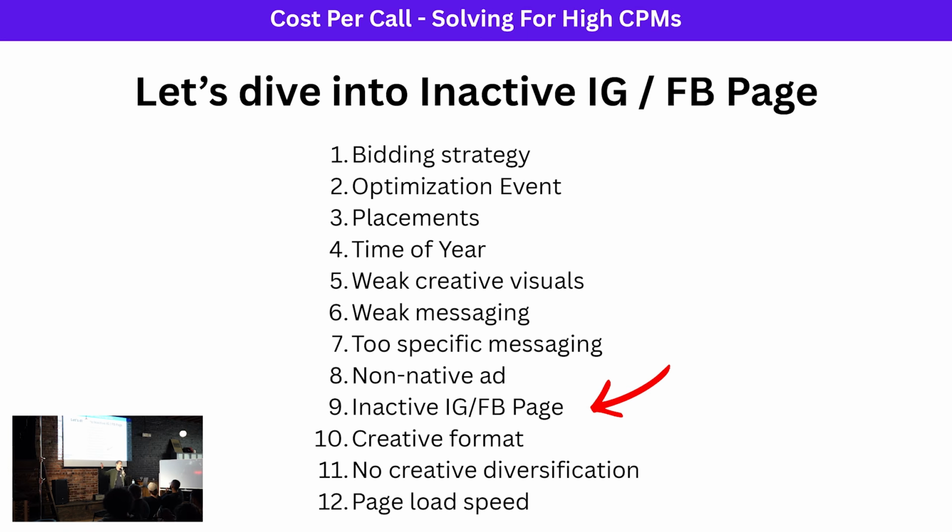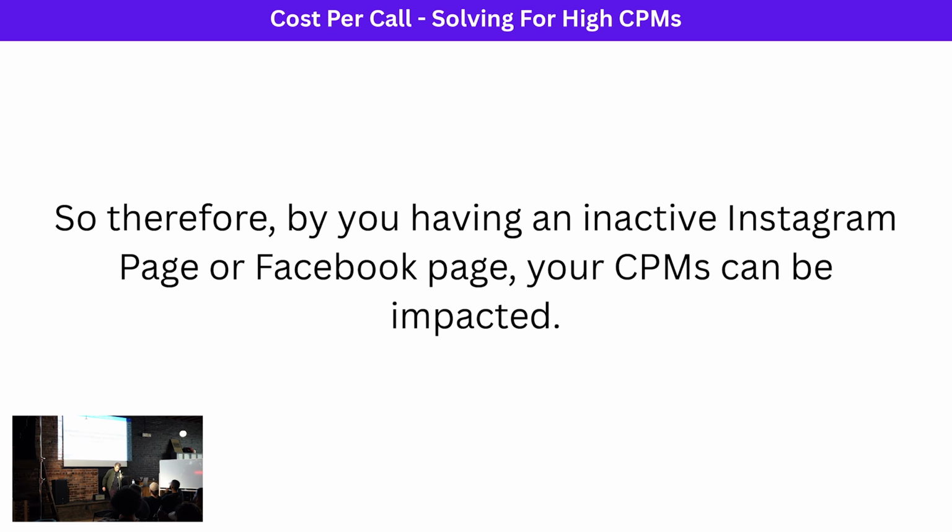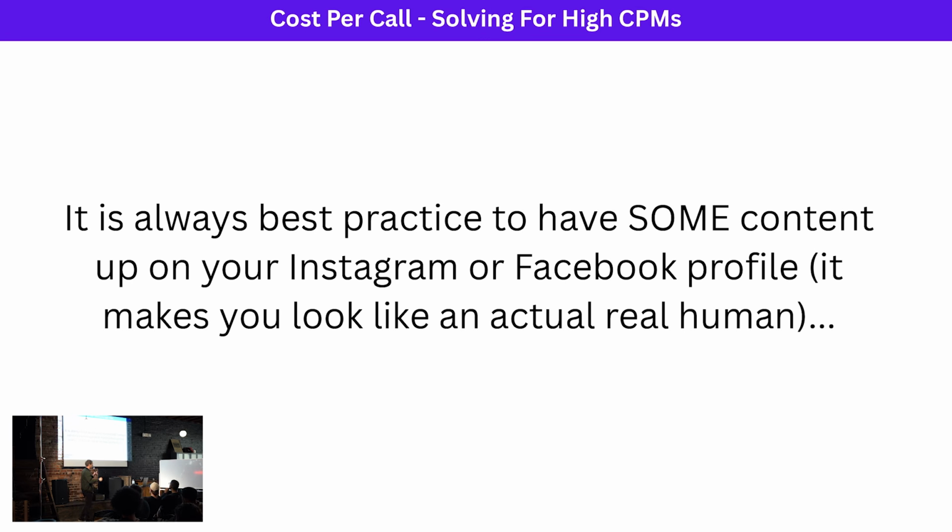Then, real quick, an active Instagram and Facebook page. Meta wants to push ads from trusted sources, so companies and advertisers. Therefore, by you having an inactive Facebook page or Instagram account, CPMs can be impacted. It's best practice to have some content on Instagram or Facebook, so it makes you look like a real human.